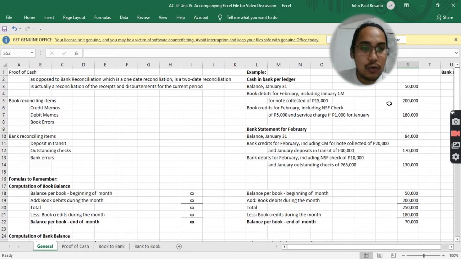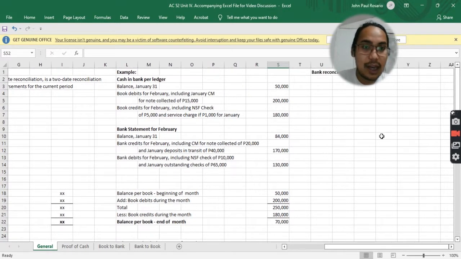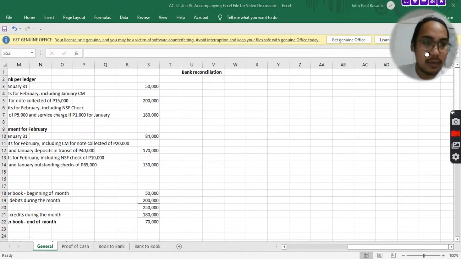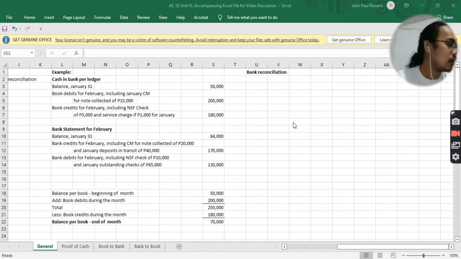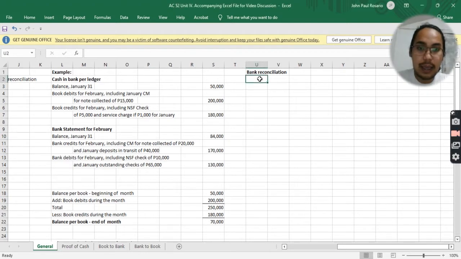So if we do a one-date reconciliation, given the information, let me just move my face. Okay. So if we do a bank reconciliation, we start with the balance per book. Our balance per book, the ending, is 70,000. And then we add here our credit memo.